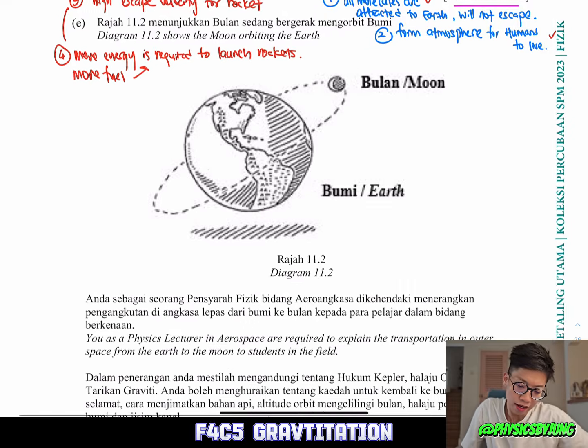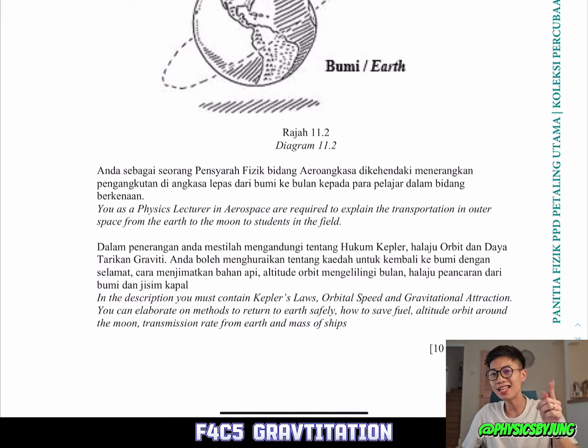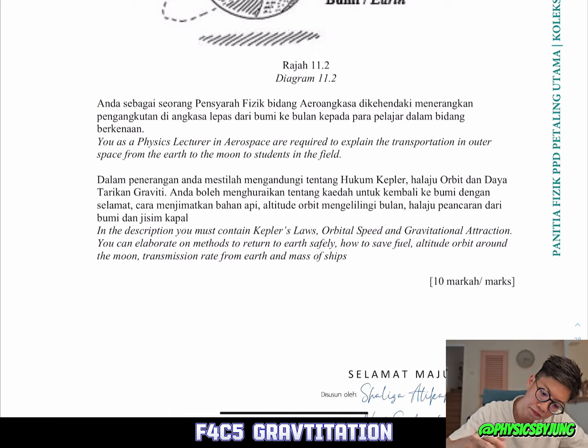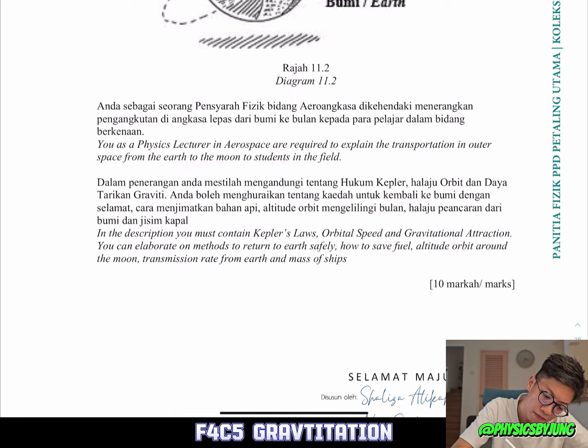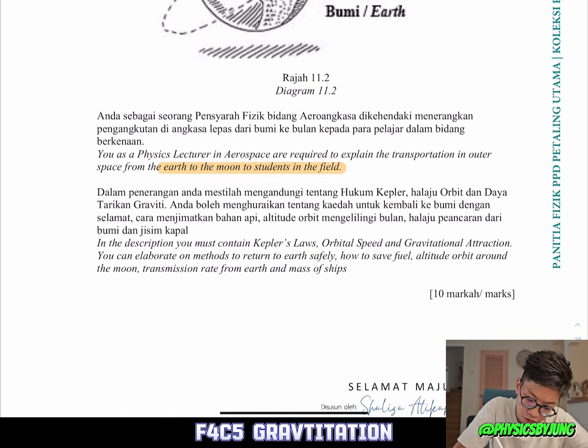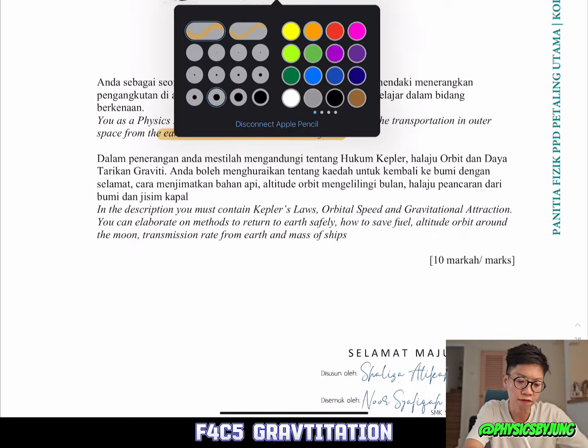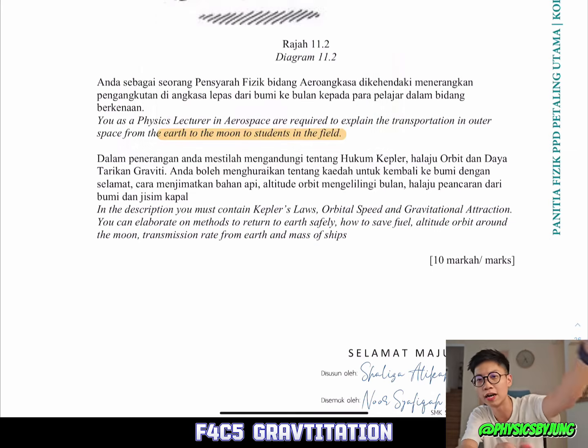Okay. Last part of our essay question. This essay question, if it really comes out, is going to be one of the weirdest and most complicated questions. They ask about transportation from Earth to the moon for students in the field. So you have to go to the moon, orbit once, and then come back. So this is quite tricky.